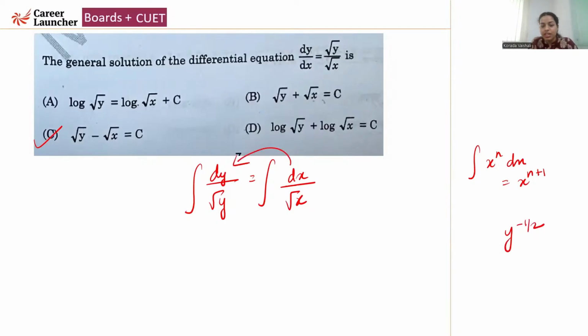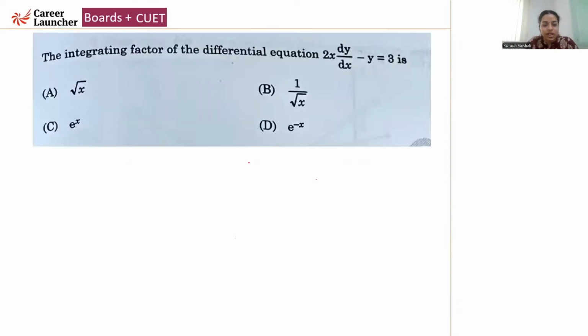And if you are going to take the right hand side to the left hand side, you will get option C as the correct one. So let's look at question number 12. We are given an equation.